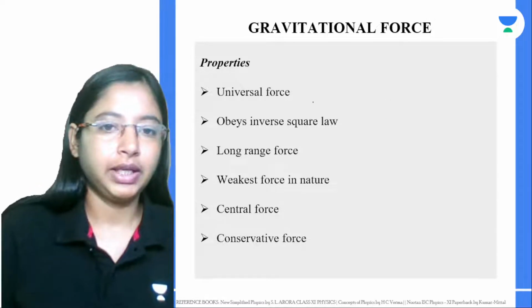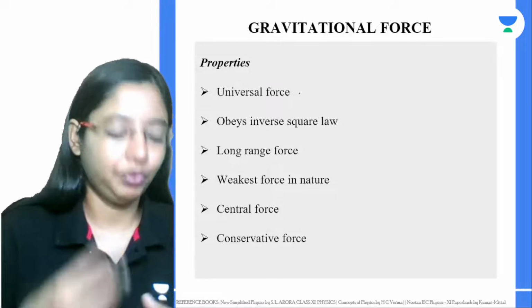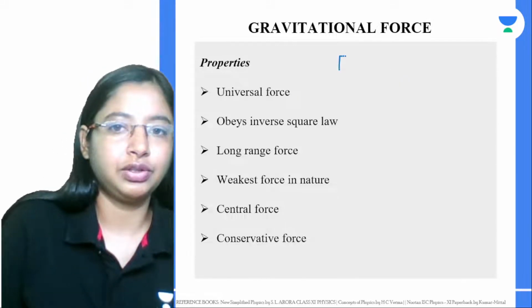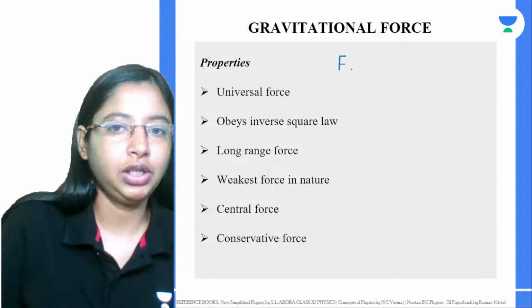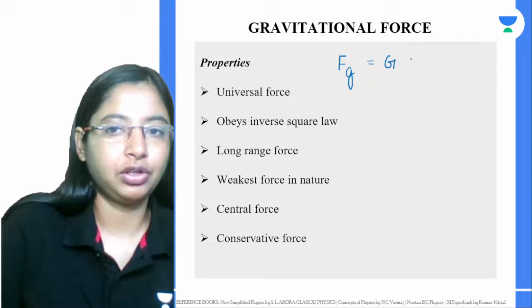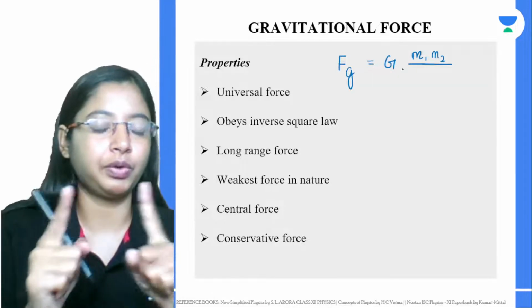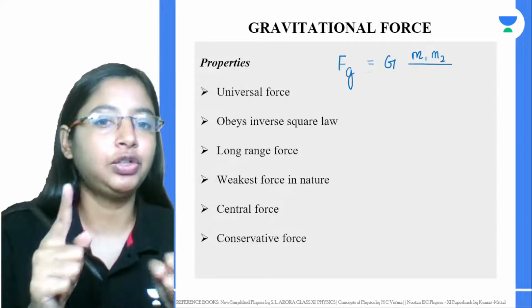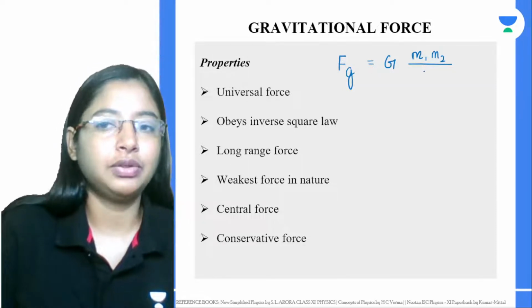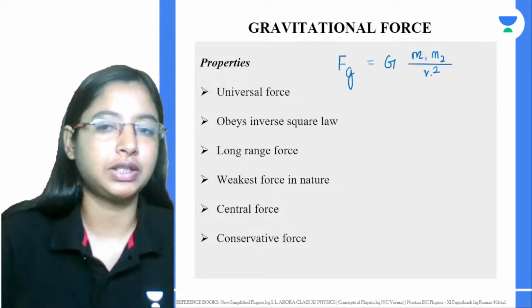If you want to measure the gravitational force, you can use this equation: F, the gravitational force, is equal to the gravitational constant times the product of the masses, because gravitational force acts between two objects, divided by the square of the distance between them.